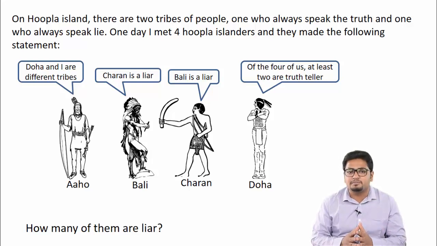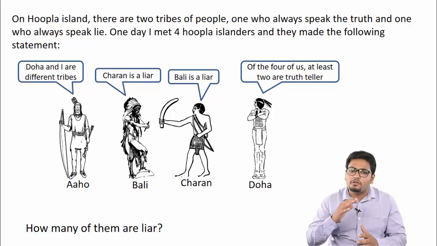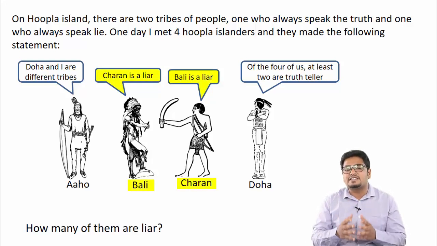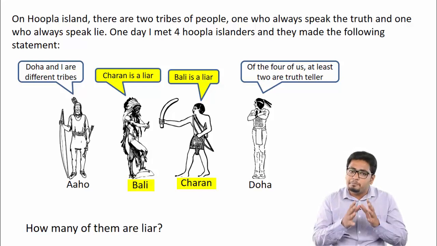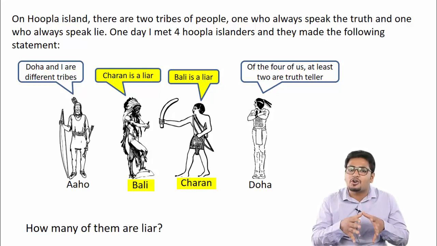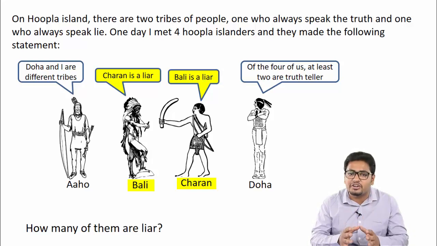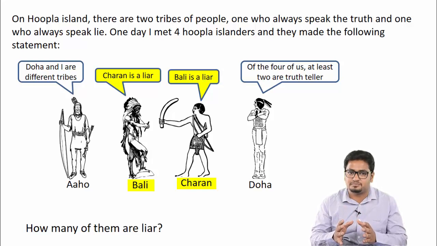Now in this question, instead of checking the statements one by one, we will look at the statements by Bali and Charan. The question arises, why? Because their statements are contradictory in nature. This is one very important concept to learn from this question. Focus on contradictory statements first.